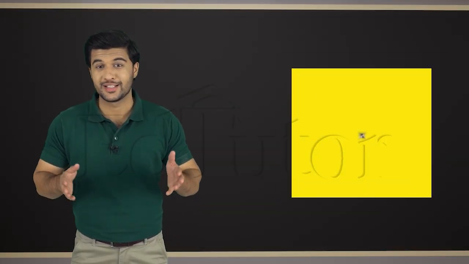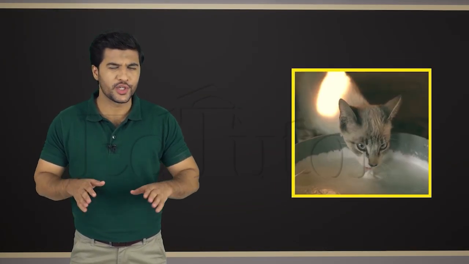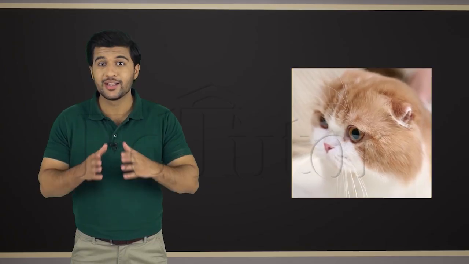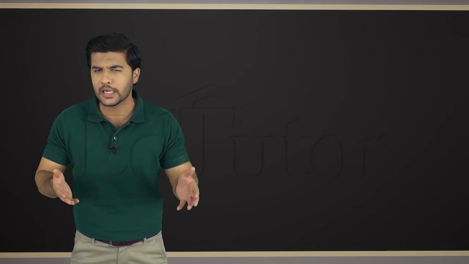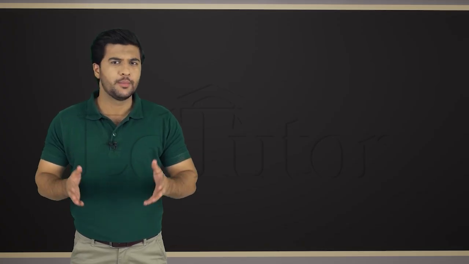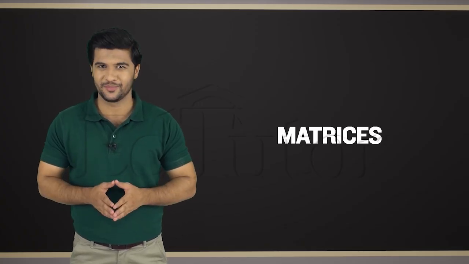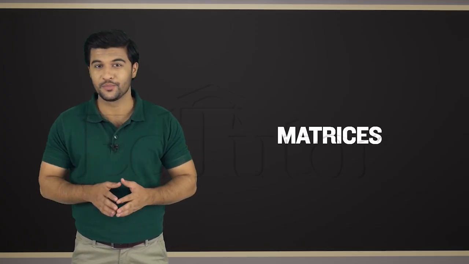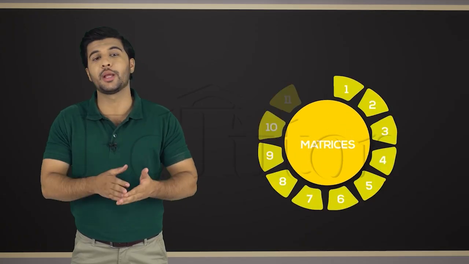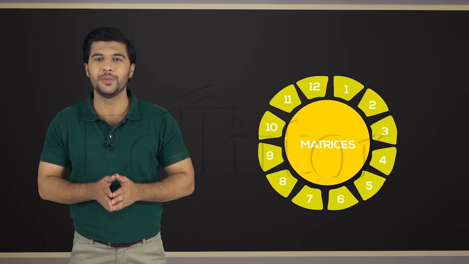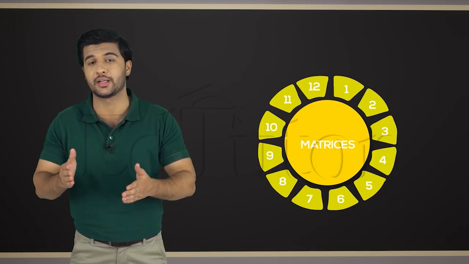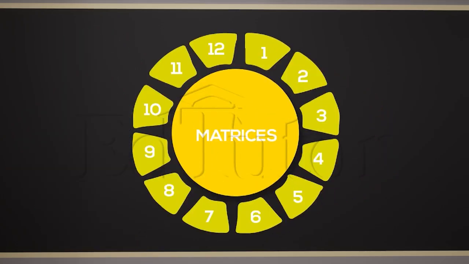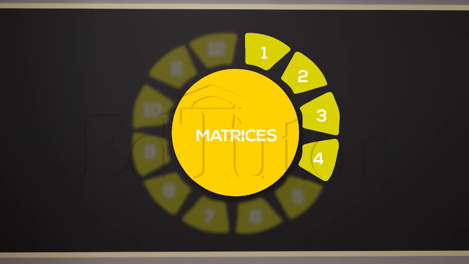Persian, Siamese, Egyptian, punch face, semi-punched. All of them are cats, but of different types. Matrices are no different. We can classify them too. There are 12 types of matrices that you should be familiar with. Each of them has its own interesting characteristics. This lesson takes a look at the first 4 types, one by one.